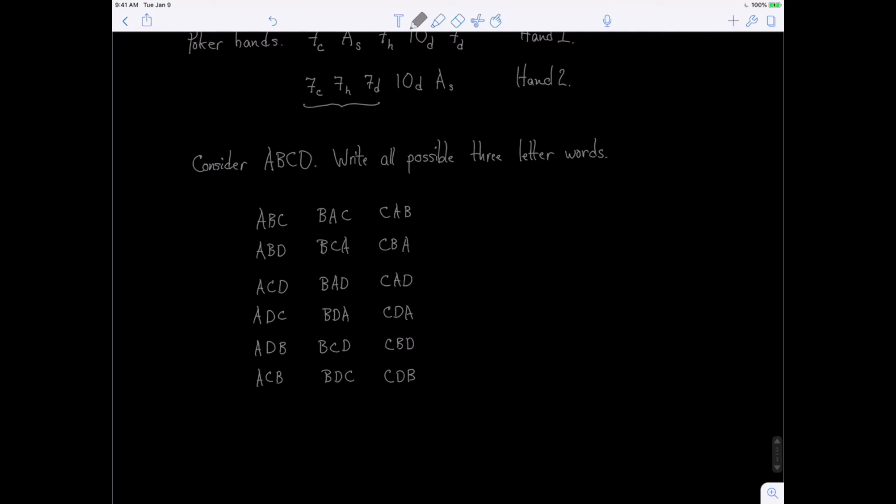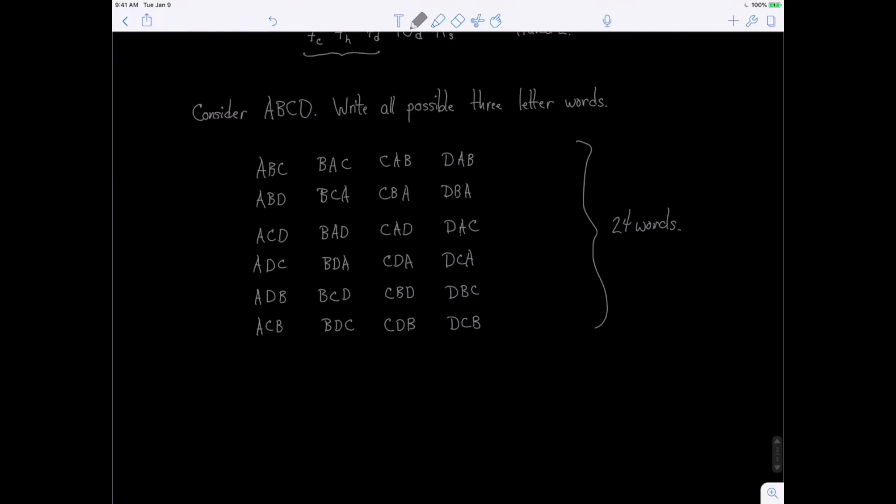And finally, let's start with D. How many with D? Well, I have D, A, B. I could switch those for D, B, A. I have D, A, C, D, C, A. And here we go, D, B, C. And finally, D, C, B. Now, if I count all those up, notice that there's 24 words.